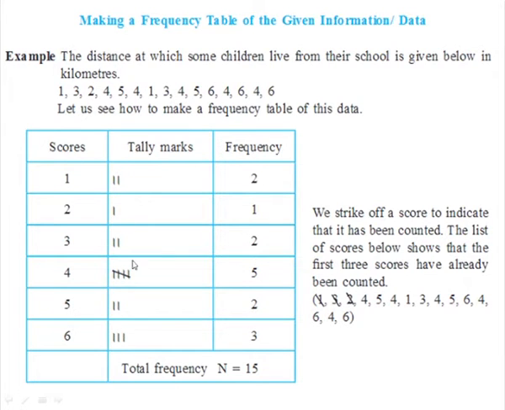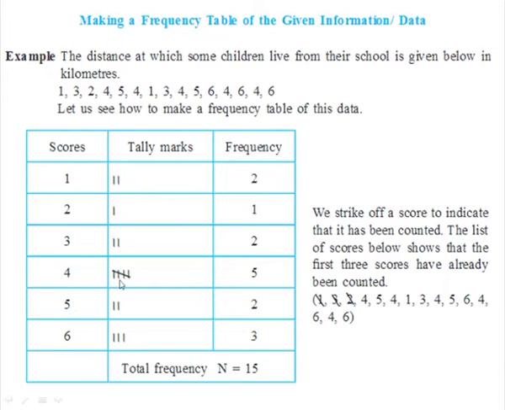Now after putting all the tally marks for the given scores, we will now count the tally marks. Here there are 2 tally marks for score 1. So the frequency is 2. Now there is only one tally mark, therefore the frequency is 1. Here there are 2 tally marks, therefore the frequency is 2.